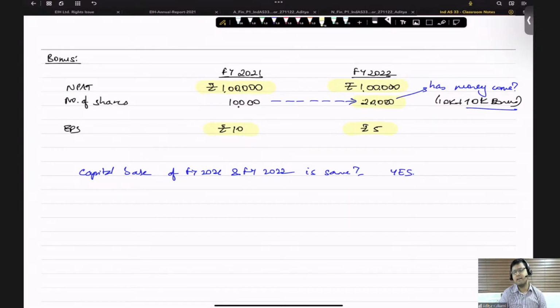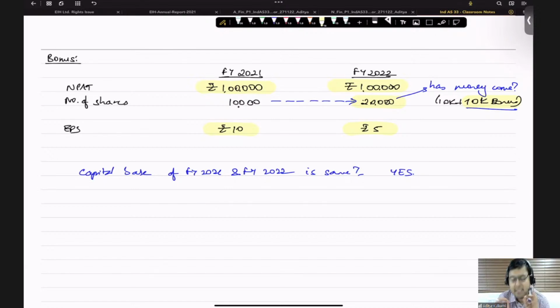And then he will say, but कुछ ठीक नहीं लग रहा है यार, 10 का 20 होने से पैसा तो आया नहीं है कंपनी में. Yes, and जब पैसा नहीं आया है, how can these two EPSs be so different? They cannot be, right? Problem has arisen because of this 10,000 bonus shares.